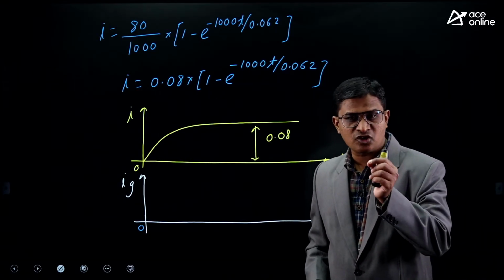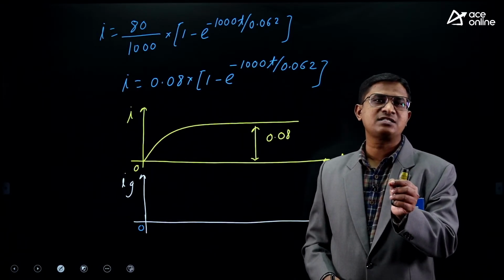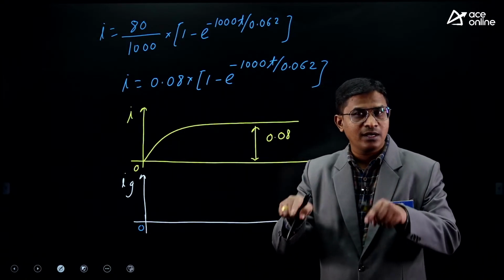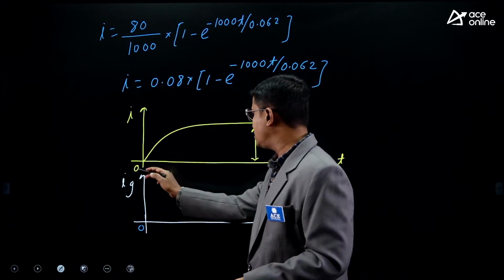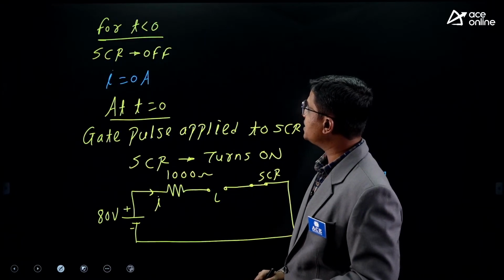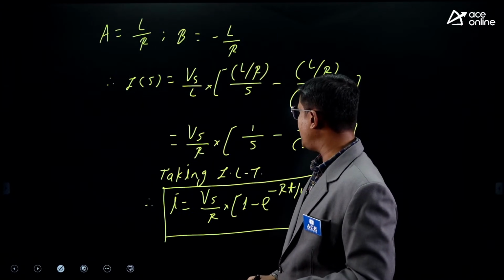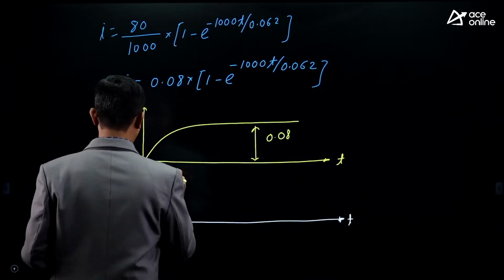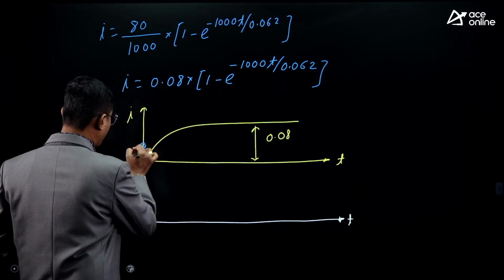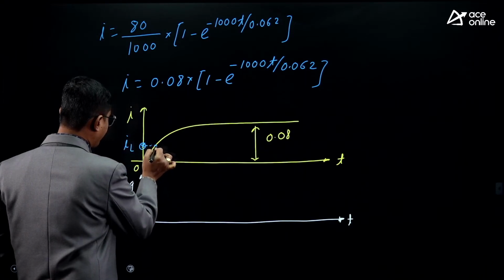As per the definition of latching current, we need to maintain the gate signal or gate pulse till the circuit current reaches which value? Latching current value. So this is 0, this is 0.08. My SCR latching current is 5 milliampere. So suppose somewhere it is starting from 0 now. After some time definitely it will reach the latching current value. Suppose this is my latching current.